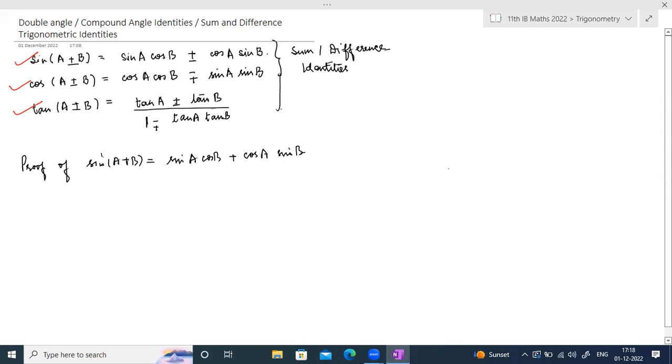To prove this, we have to consider two angles. Suppose this angle is A and this angle is B. So what will be this total angle? A plus B. This will be A plus B. Suppose this is point O and let's say this is P. This point is Q.